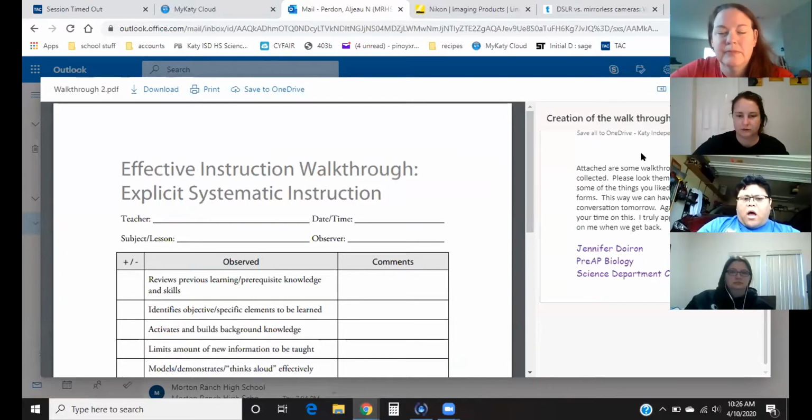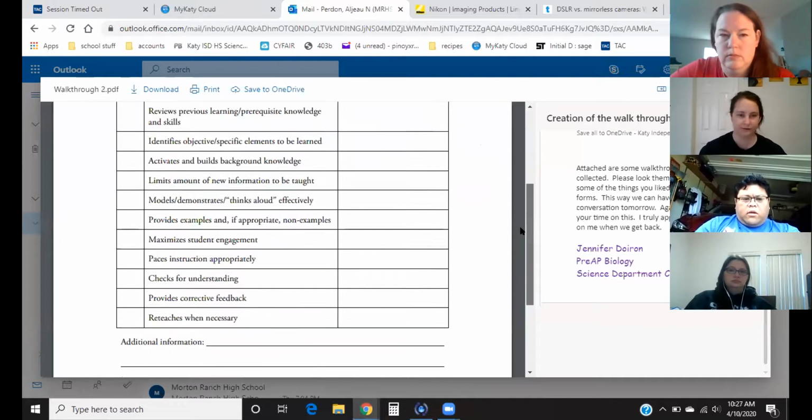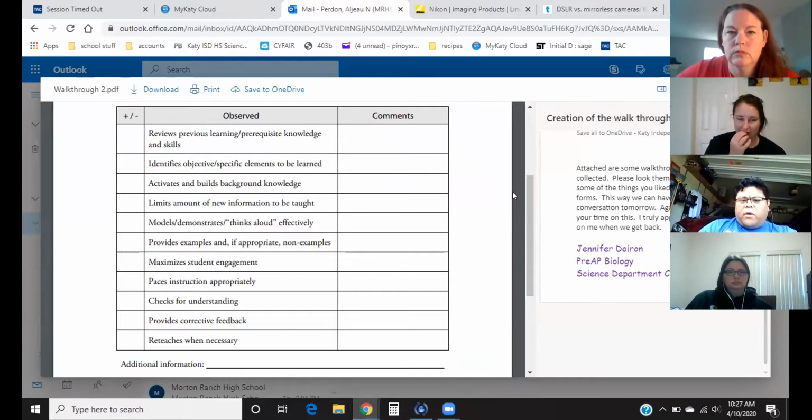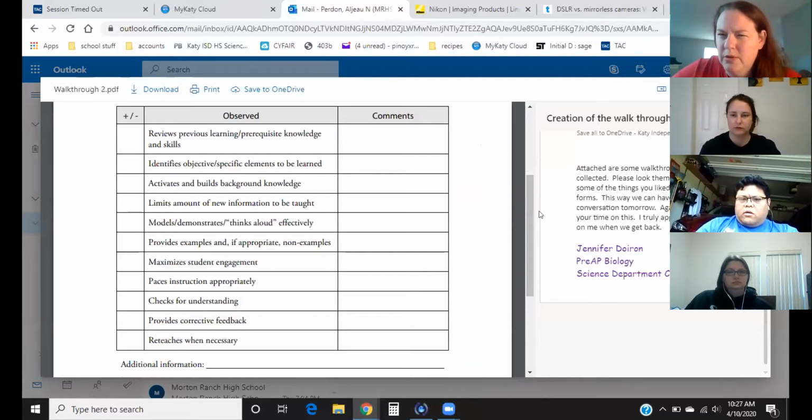There you go. Okay. Yeah, this is the one I really liked, walkthrough number 2, where it's a lot shorter. What you observe, you can just do check marks and then make comments, and then I think number 6 also. Is this 2 you said, or is this 1? This is 2.